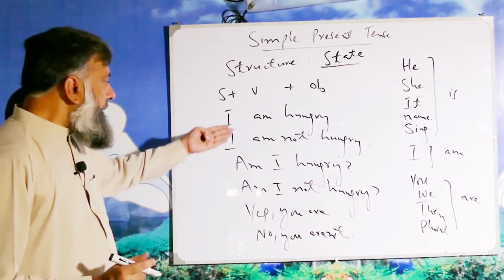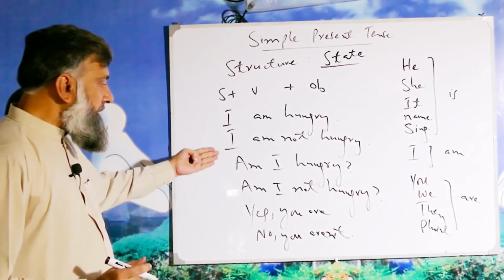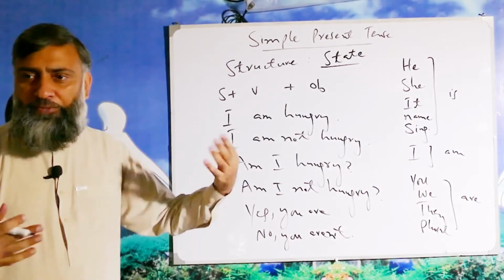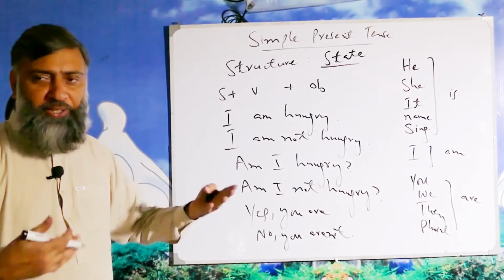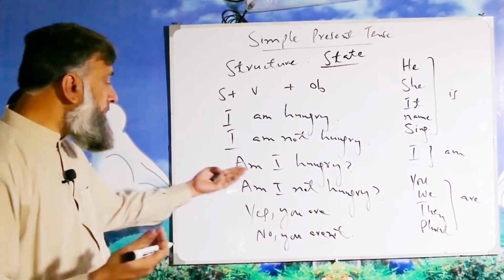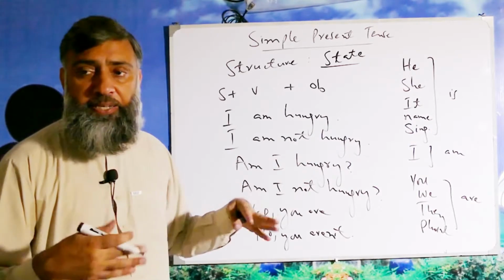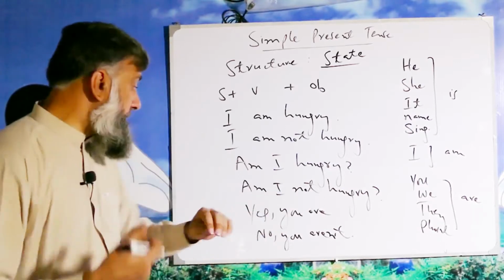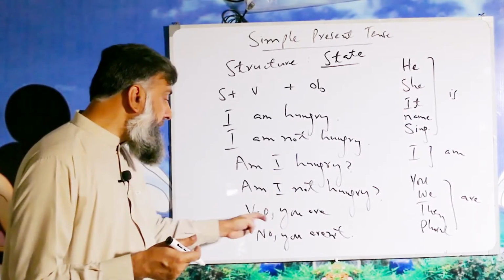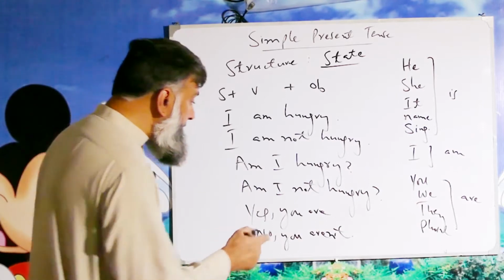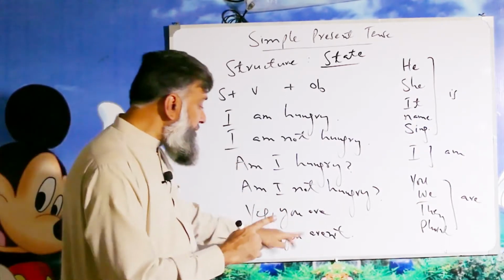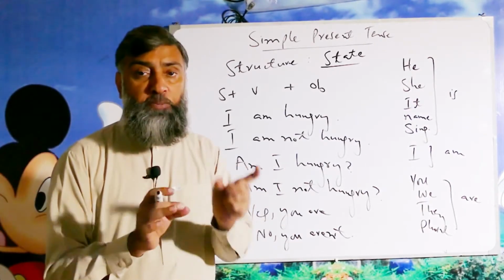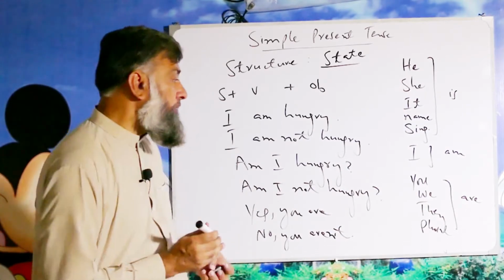So you can see here, I am hungry, I am not hungry. This is just for the sake of making you understand the structure. Logically, you are asking a question from yourself and then answering yourself. This is not so in daily life, but again, this is just for the sake of making you understand the structure of sentences having verbs of state. So, am I hungry? Am I not hungry? Yes, you are. No, you aren't. Now you can see here again, contractions are used, aren't. This is the contracted form of are not. But in spoken English, we need to use the contracted form.